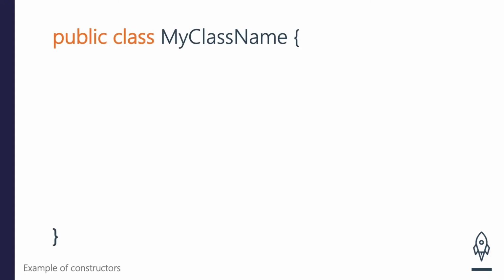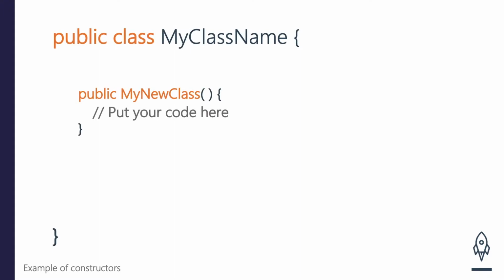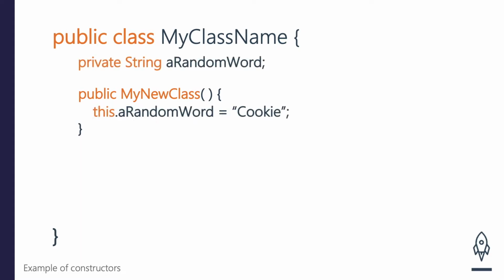The second thing we need to keep in mind, always create at least one constructor within your classes. Again, if we have myClassName, we need to make sure that we're declaring our constructors. So we use the keyword public, and then the name of the class, which is myNewClass, then open and close parentheses. Now within these constructors, we can also do things like set values of our class variables. For example, if we bring back in a random word, we can set a random word equal to cookie via our constructor using the keyword this.